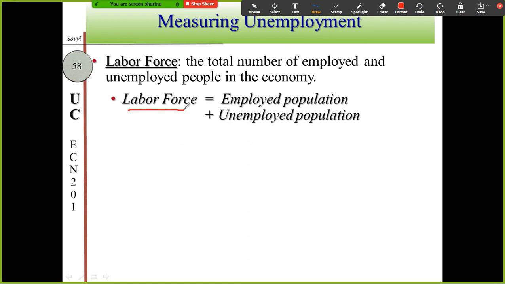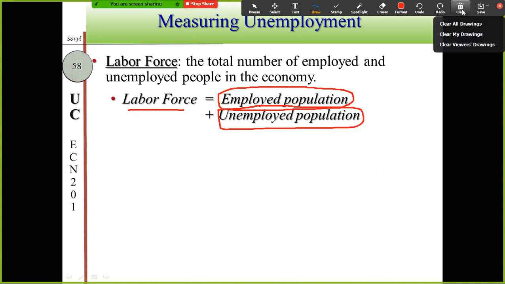So in order to find labor force in one country, you need the number of people employed, which we call employed population, and you need the number of people unemployed, which we call unemployed population. Just take the number of employed population plus the number of unemployed population, and you will get labor force. Okay, so it means you need group 1 plus group 2.